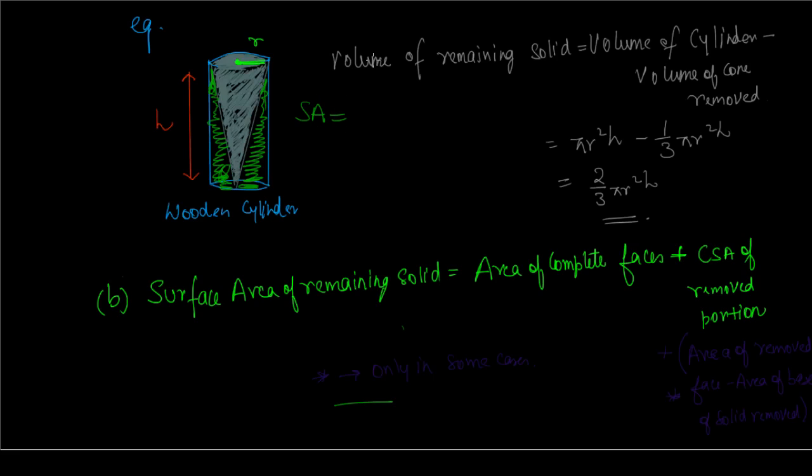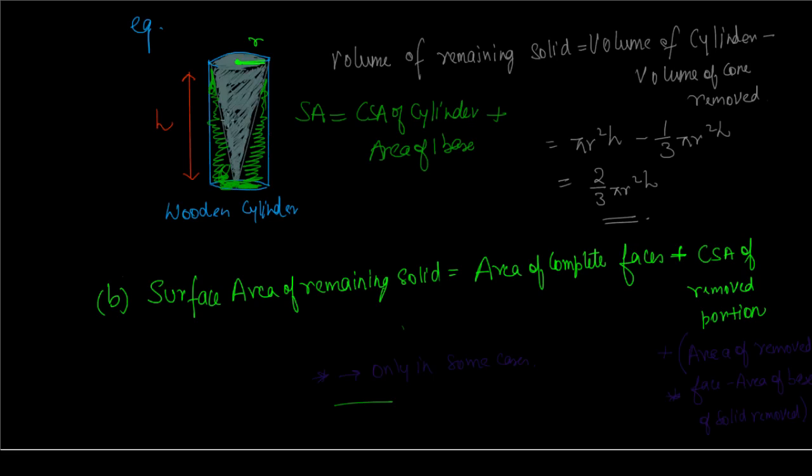It will be the total surface area of the solid, or not total surface area exactly. First, we're going to add the CSA. CSA will still be there, right? So CSA of the cylinder plus area of this base. So this one base is fine, so you can include its area.